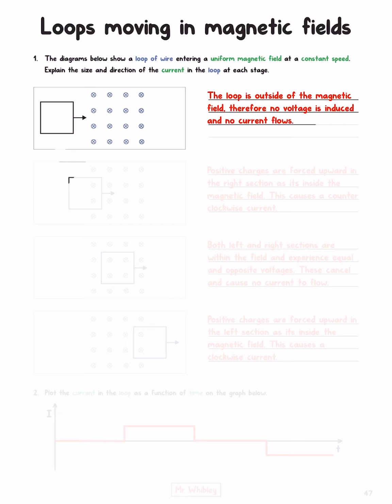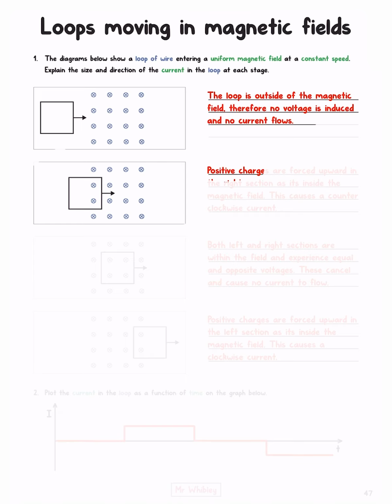In our next stage, our loop of wire is just entering our magnetic field. To find the direction of the force on our positive charges, we use our right hand rule, where our fingers point in the direction of the field, which is into the page, and our thumb points towards the right, which is the velocity of our charges. Doing so, our palm faces upwards, indicating that positive charges in this loop are going to be forced upwards when they're in this magnetic field pointing into the page.